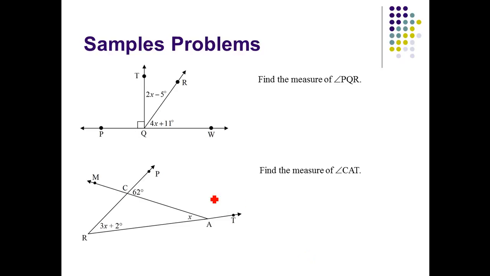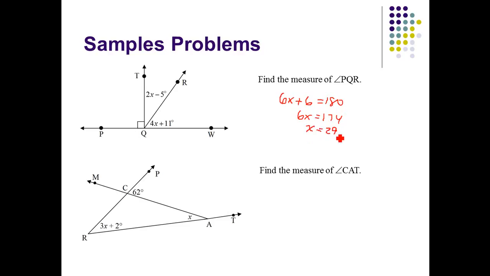So let's look at this one. We have a straight angle here. Notice the right angle, that's 90 degrees. Well, that means this angle here is 90 degrees also. So if I take 2x minus 5 plus 4x plus 11, it has to add up to 90 degrees. So if we add these two angles together, I get 6x plus 6 is equal to 90. Now solving, I get 6x is equal to 84, and x equals 14.